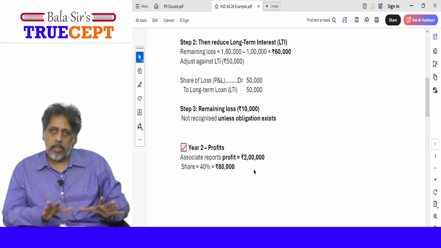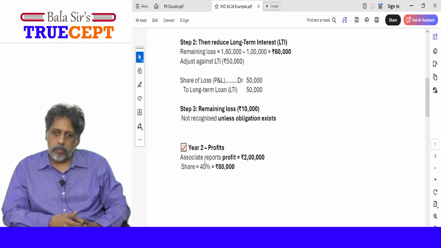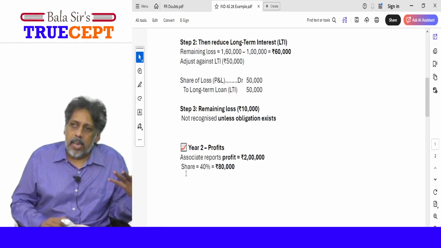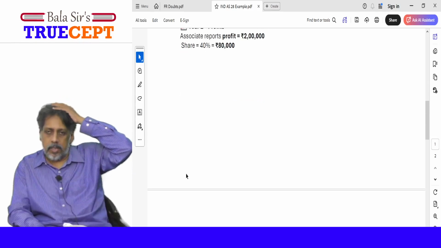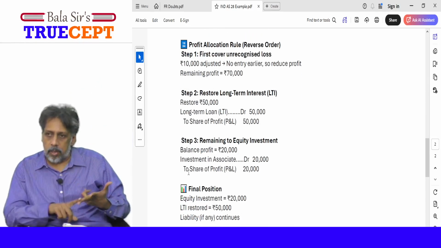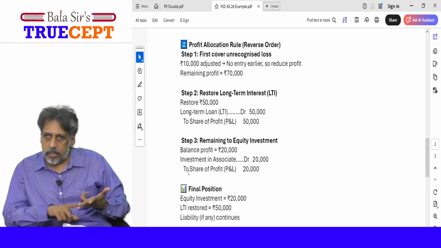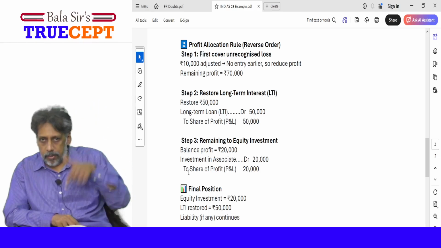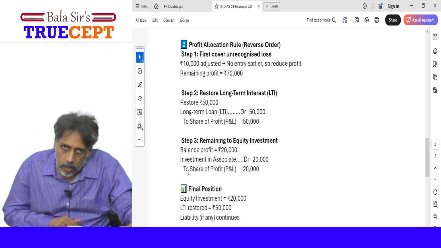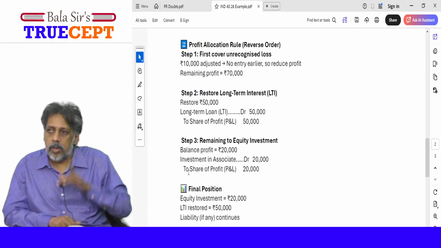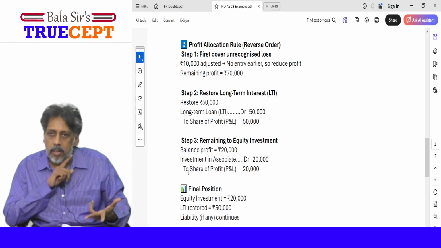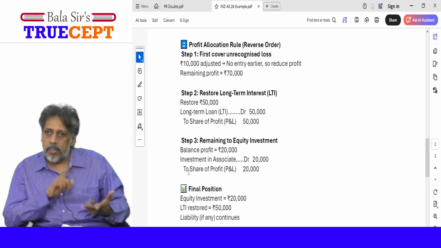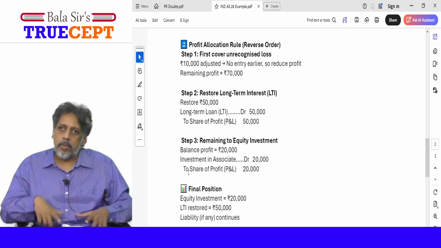Is that fine? Next. Year 2 profits. The associate reports a profit of 2 lakh. What is 2 lakh into 40%, your share? 80,000. So you cannot recognize all the 80,000 profit in your books because of the reverse order. Remember, what is the loss not recognized? 10,000 rupees. So we reduce that first. That means out of your share of profit of 80,000, 10,000 cannot be shown in your books because you never recognized a loss of 10,000, right? So first adjust the unrecognized loss, 10,000 gone. What is the balance left? Only 70,000 profit can be recognized in your books.